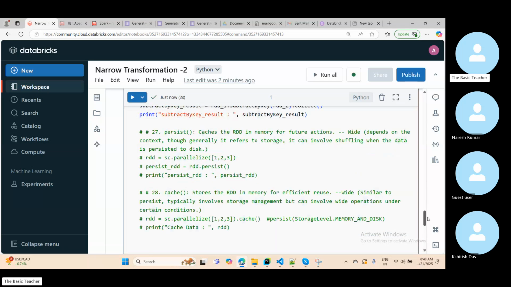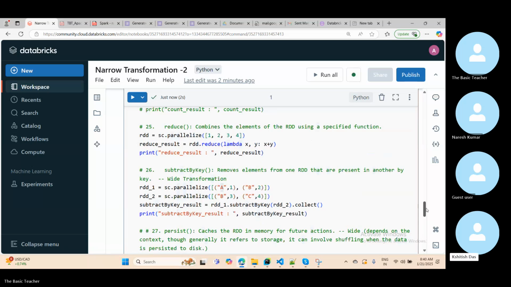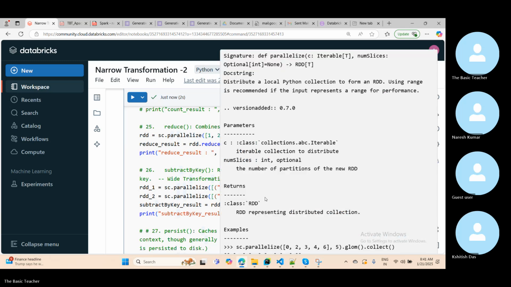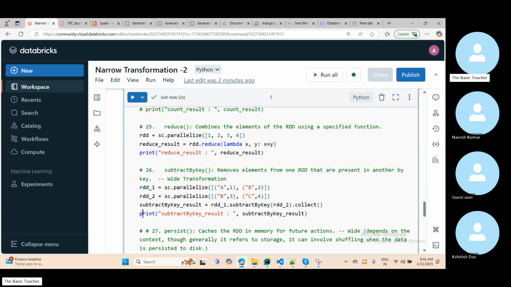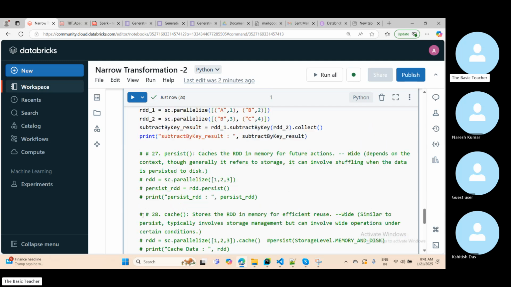Subtract by key gives A1. So only the one from RDD one is returned, not the other RDD. Yes, it is removing the elements. Correct. So this is removing elements from one RDD that are present in the other by key. In this RDD it was clashing on this B, right? This was the common one, so this was duplicated and this removed it. But it is not caring about whatever you have additionally in the other RDD, because this is not a join. If it were a join, then it would care about all, right? Then we have the next one, persist and cache.